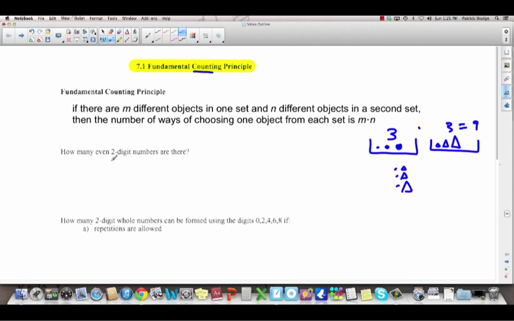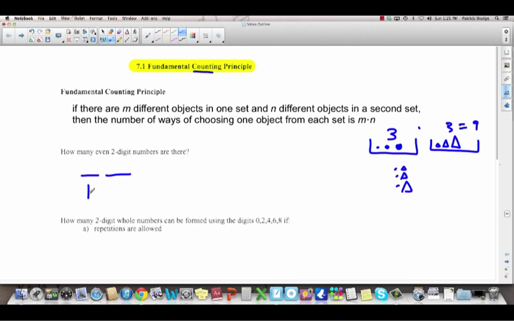How many even 2-digit numbers are there? Okay, so 2 digits. First of all, how many digits are there in our counting system, our number system? There's 10, right? That's why it's a base 10 system. You might think, well, there's only 9. 1, 2, 3, 4, 5, 6, 7, 8, 9. What's the other digit? 0.